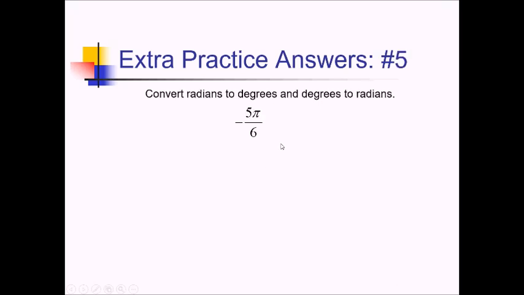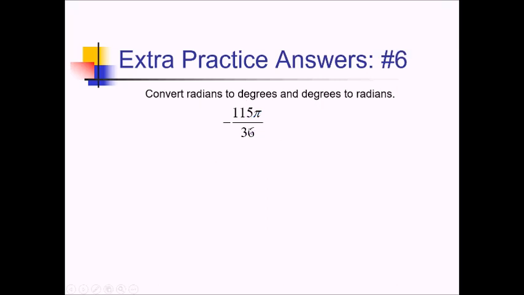For this one, trying to convert this angle into degrees. To do that, I will multiply it by 180 over pi. Pi's cancel. And now I can do 180 divided by 6, which leaves me with a 30 in the numerator. So negative 5 times 30 is going to give me negative 150 degrees.